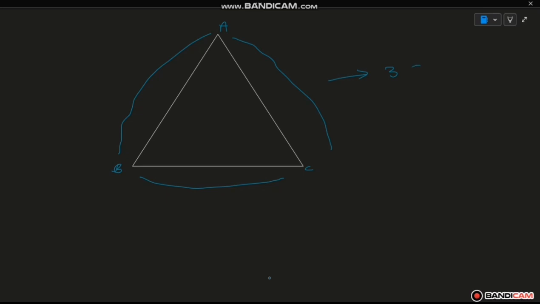So what's important here is that a triangle has three sides. That is very, very important. It's something that you must actually know when it comes to this topic. We're dealing with sides here. Very, very important.